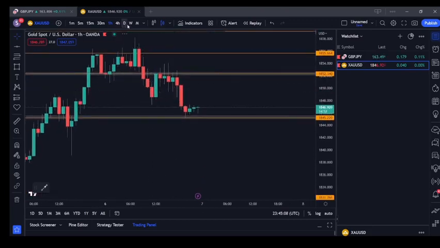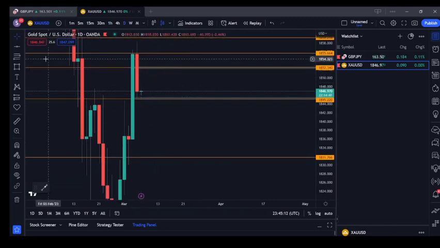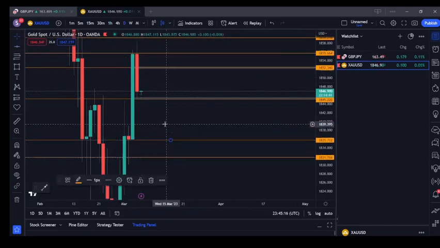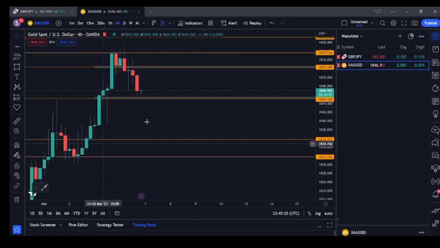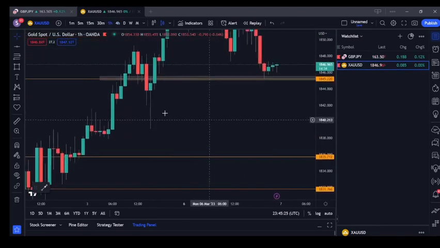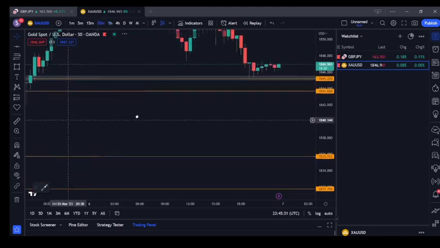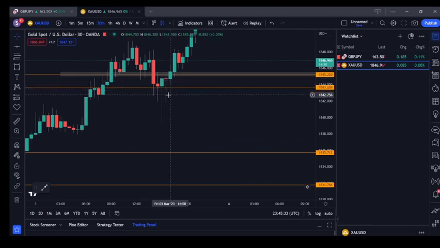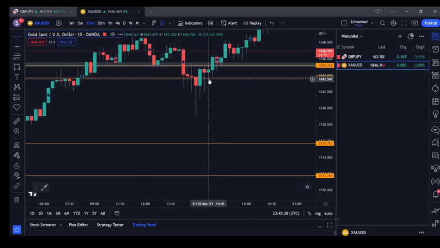Now we're going back to sells, going back to the daily. So what we can see is we have this daily support around 18.35.700. Dropping down to the 4-hour time frame, we have this 4-hour support. Dropping down to the hourly time frame, we have this hourly support, but we have this rejection wick. So now we're going to drop down to the 30-minute time frame, and we have again another 30-minute support, and on the 15-minute time frame, we have this 15-minute support.